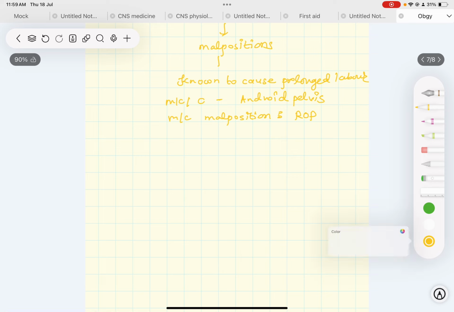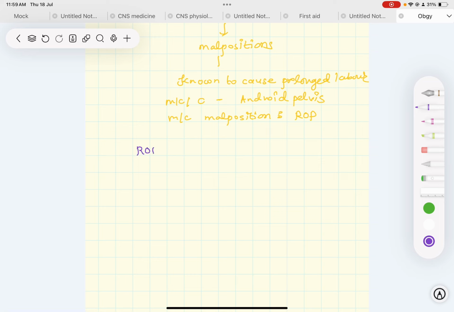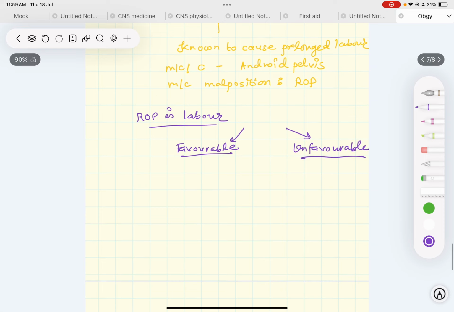So let's see ROP in labor. It is the most common one, so let's learn about that. So ROP in labor, there will be two outcomes. One is favorable and the other one is unfavorable. Favorable will happen in 90% of the cases, and unfavorable will happen in 10% of the cases.